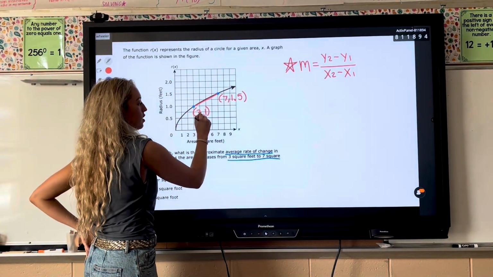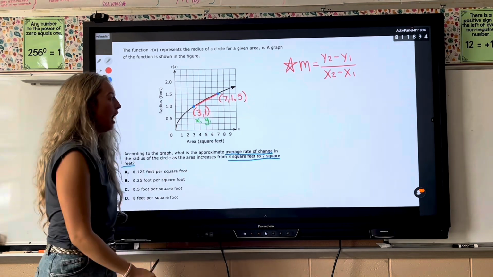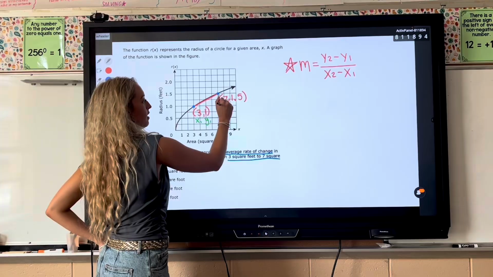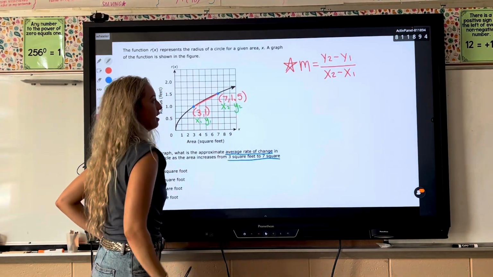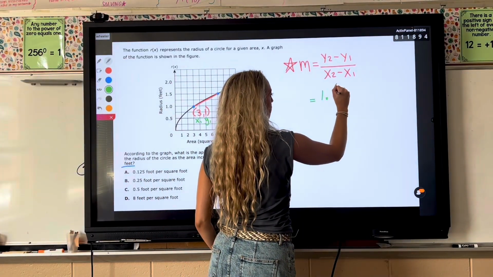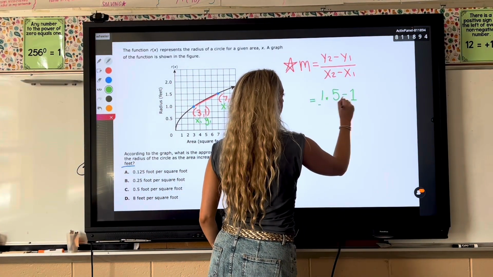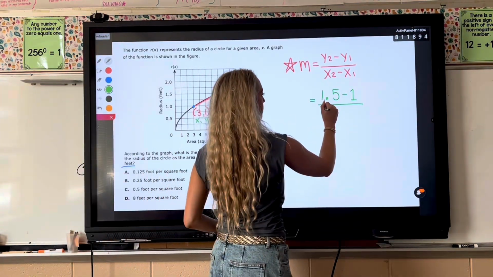So this is the first x that I see, I'll call that x1. This is the first y that I see, I will call that y1. This is my second x, so that's x2, and this is my second y, so that is y2. So y2 minus y1 is 1.5 minus 1. And then x2 minus x1 is 7 minus 3.